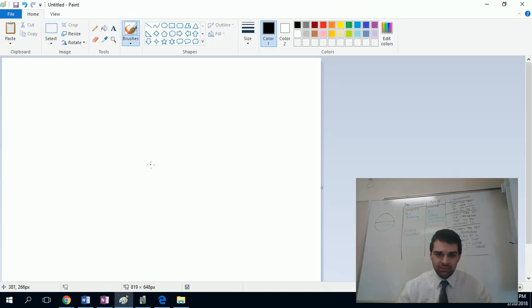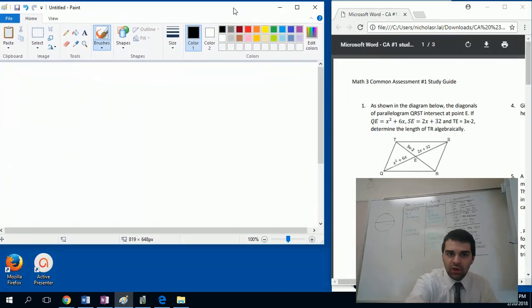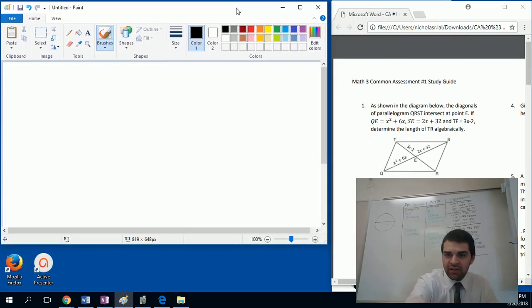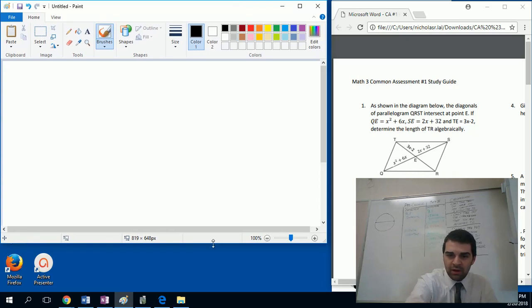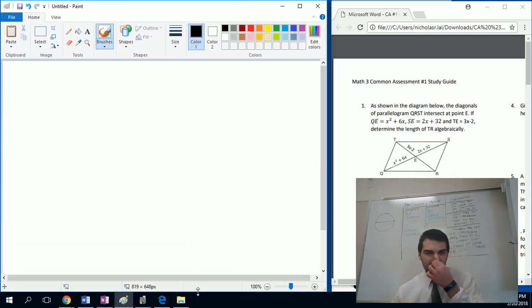Let's get started. If we look at the first problem, as shown in the diagram below, the diagonals of the parallelogram QRST intersect at point E. If QE is x squared plus 6x, SE is equal to 2x plus 32, and TE is equal to 3x minus 2, determine the length of TR algebraically.